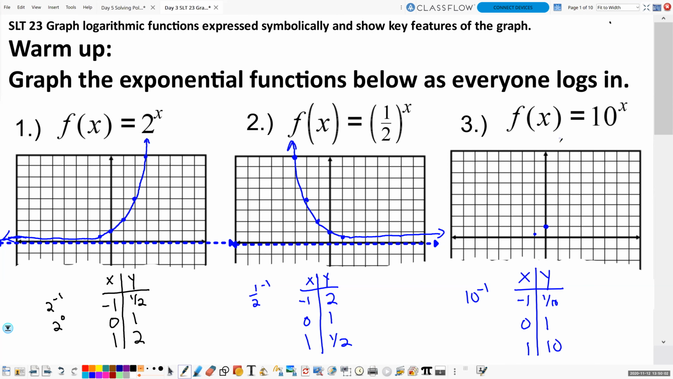And I don't know, I don't think I have enough spaces. 8, like 10's up here somewhere. That is a really steep growth function. Arrows, asymptote.